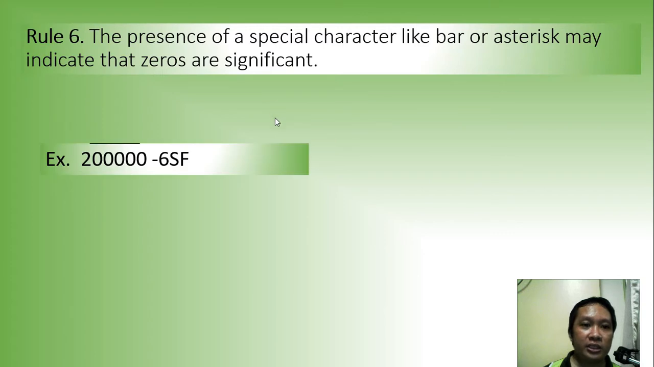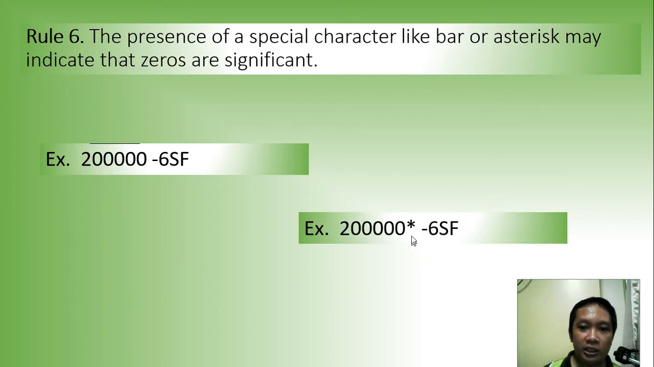Next, rule number 6. The presence of a special character like a bar or asterisk may indicate that zeros are significant. So if there's a bar in this case, the zeros become significant. Another special character, asterisk, indicates that these zeros are significant. So there are 6 significant figures. But this case rarely happens, probably.